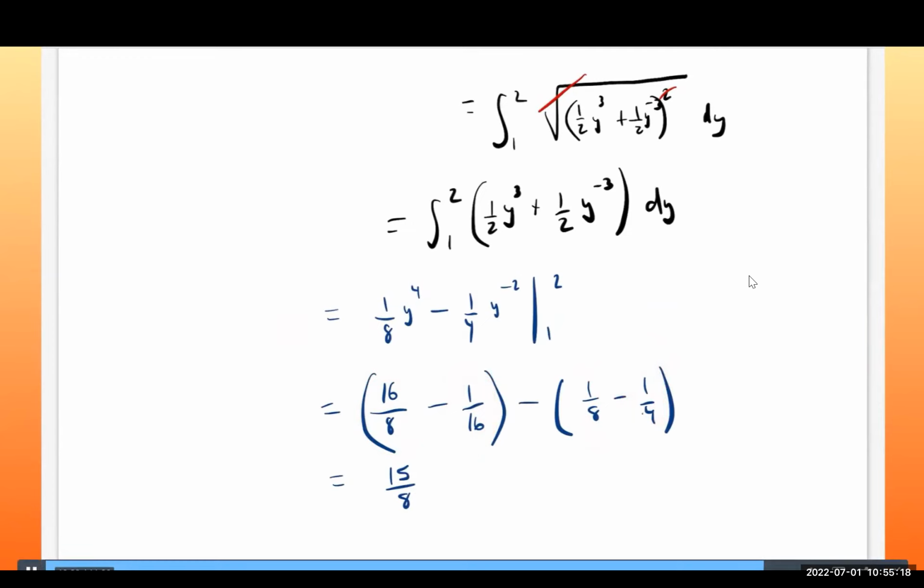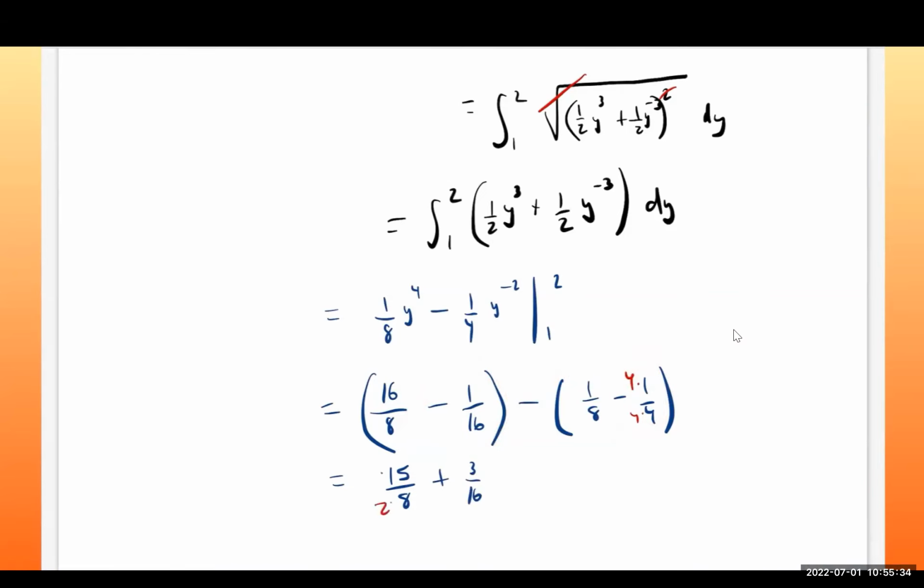And to combine these two, I'll have to multiply top and bottom of this by a 4 to make that 16. So that's going to be a positive 4/16. Take away 1/16 is 3/16. All right, and the common denominator is 16. That's going to be 30 plus 3 is 33/16, which is our final answer.